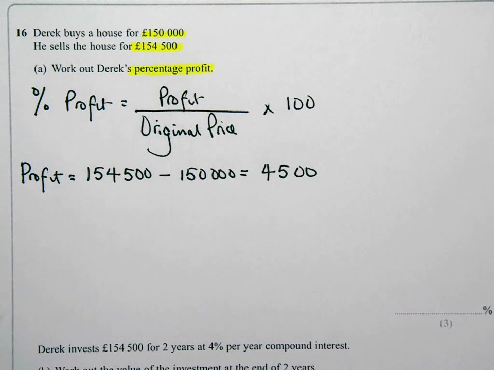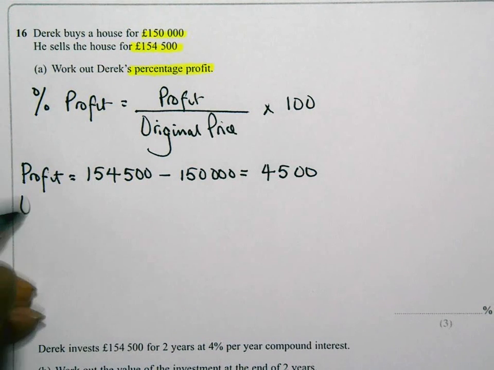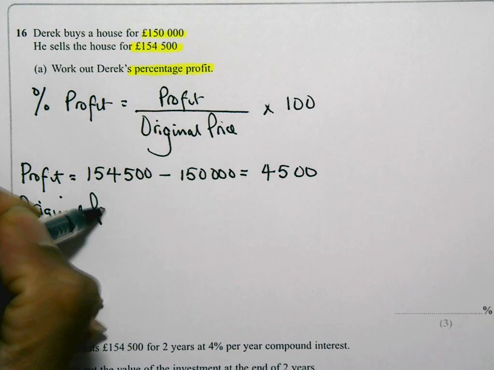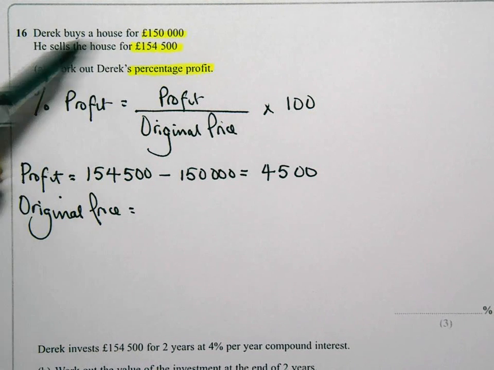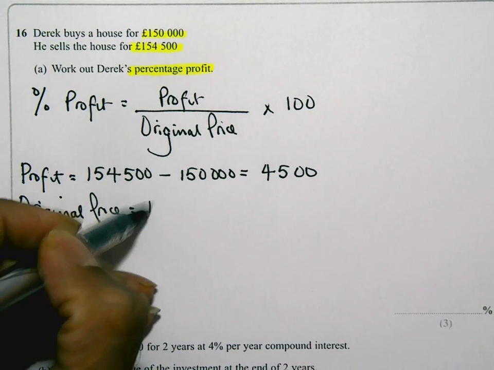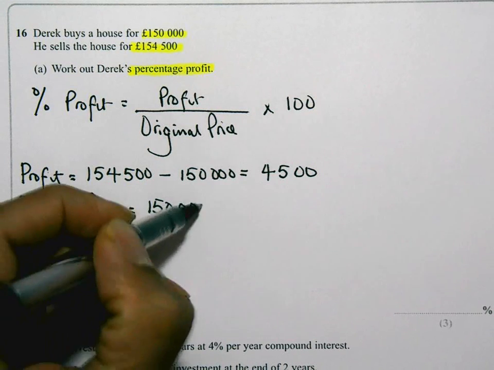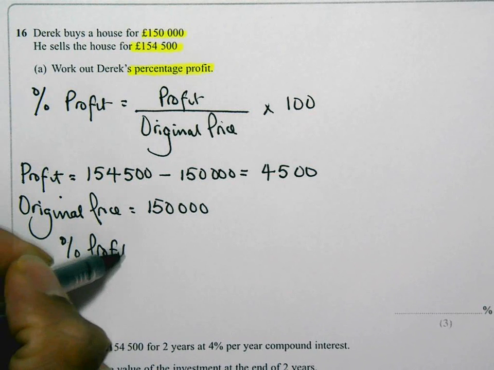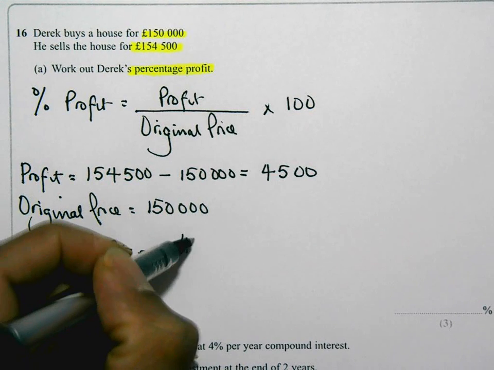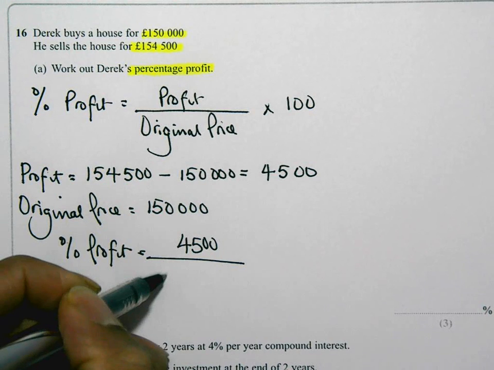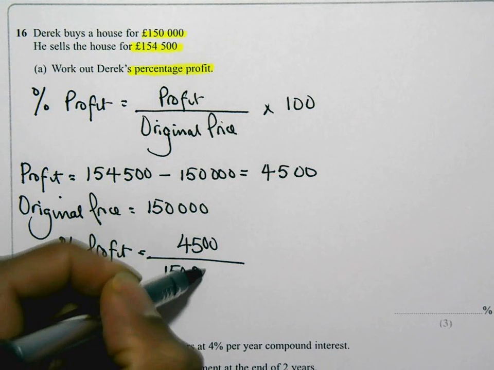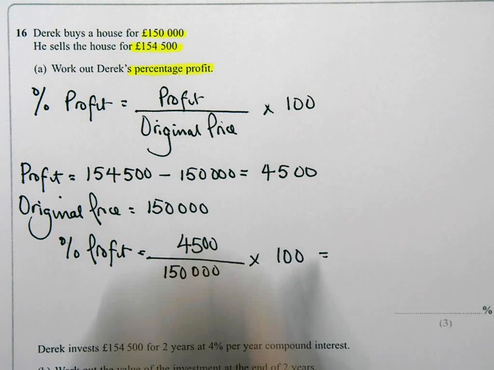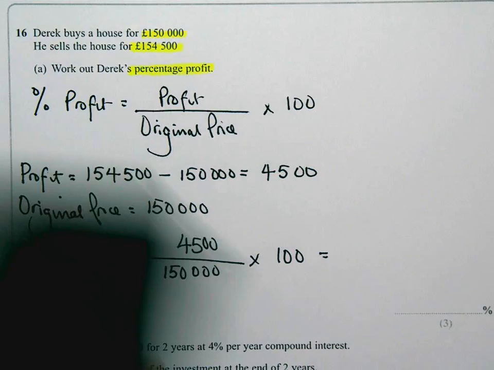Now that I know the profit, the original price, it told us that how much he bought the house for originally was 150,000. So I'm going to work out my percentage profit. That's going to be 4,500 divided by 150,000, and the result to that, I'm going to times it by 100, and that would give me my percentage profit. I'm going to use the calculator for this.